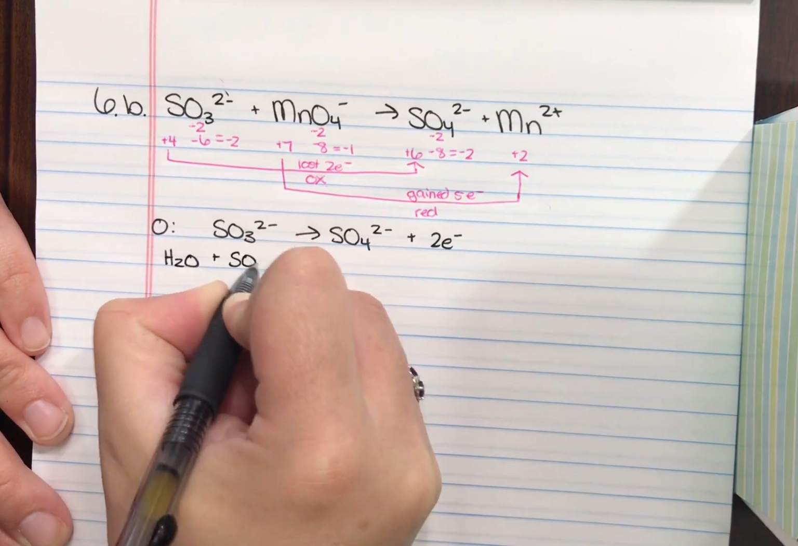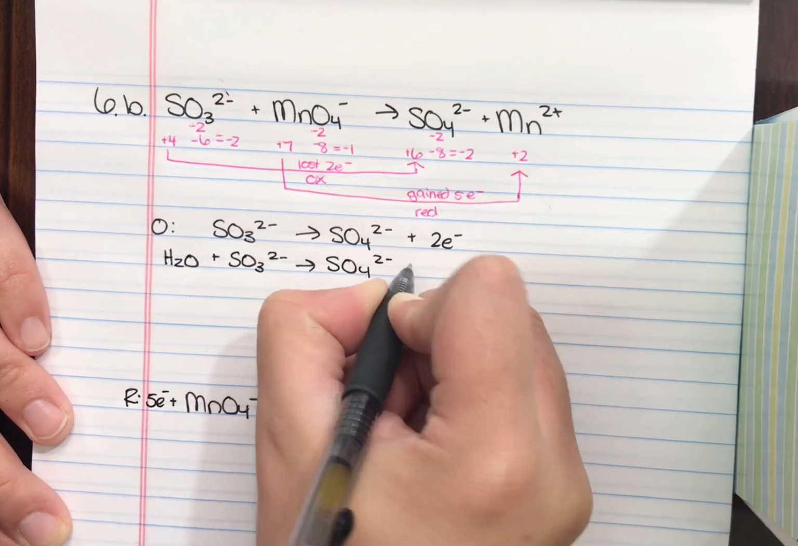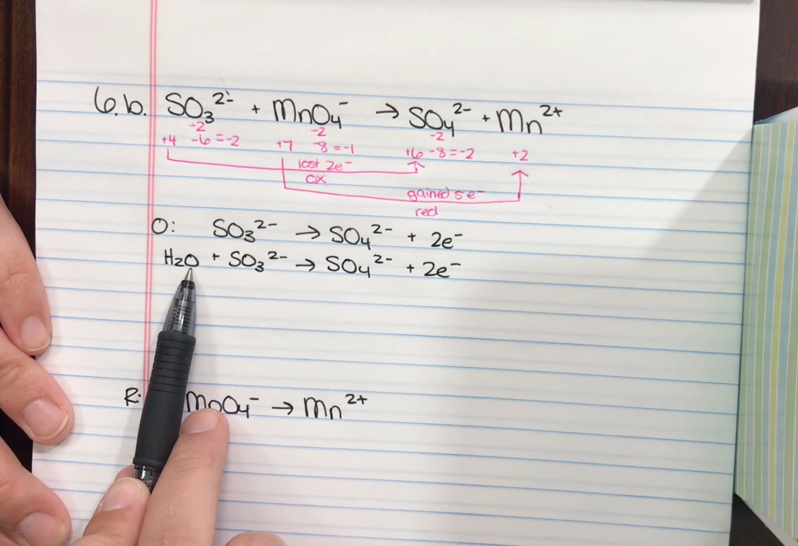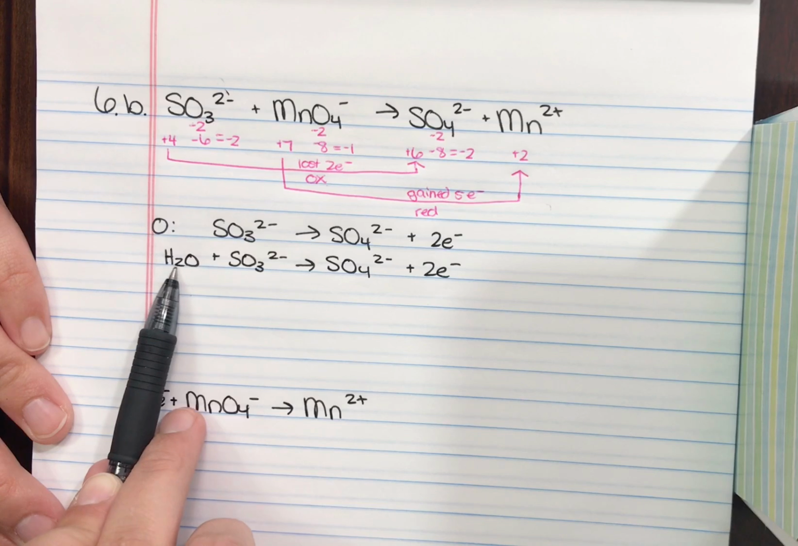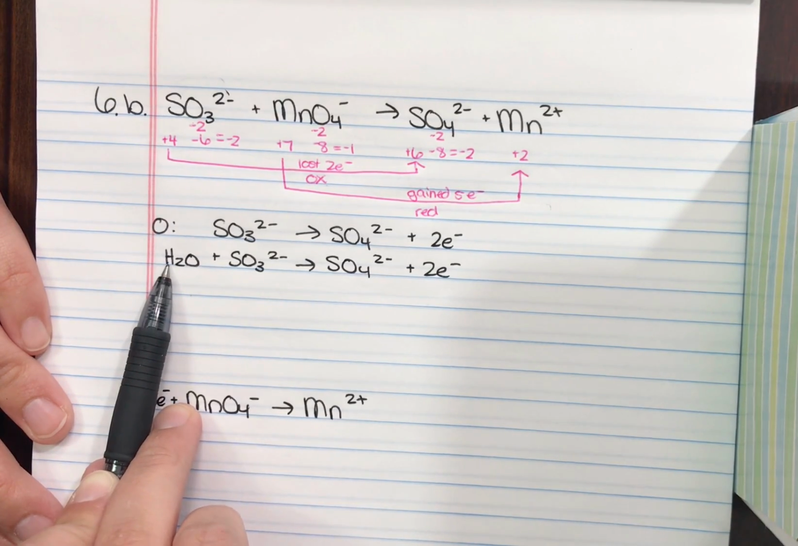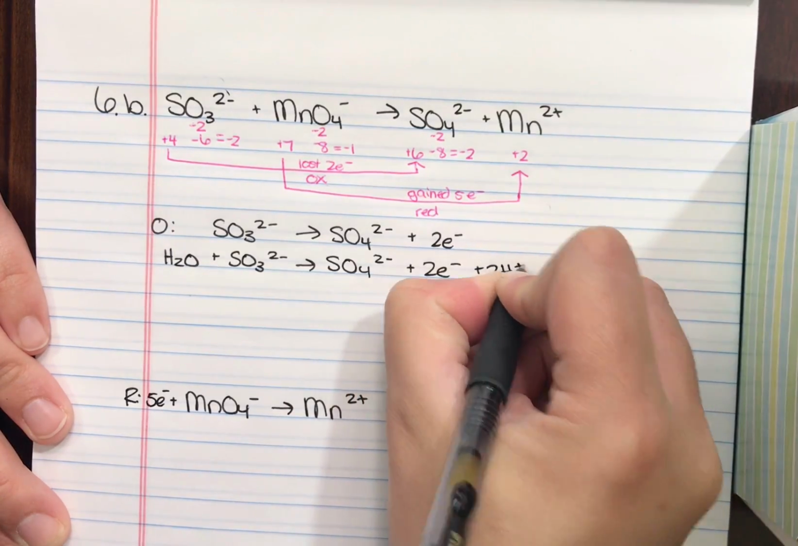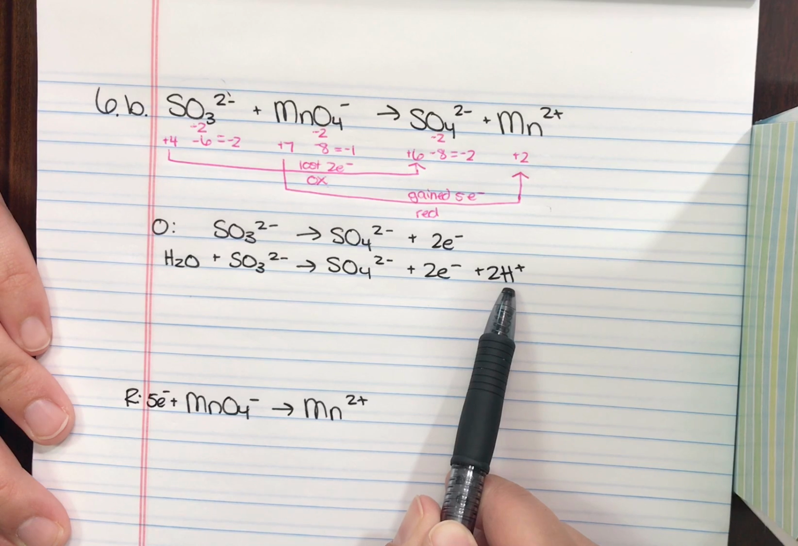So I'm going to rewrite my equation where I've added H2O. So I added H2O on the left. The problem is when I added that H2O, I also added 2 hydrogens, didn't I? So now my right side needs to have 2 hydrogens. And that's going to be an H+, are our hydrogens.